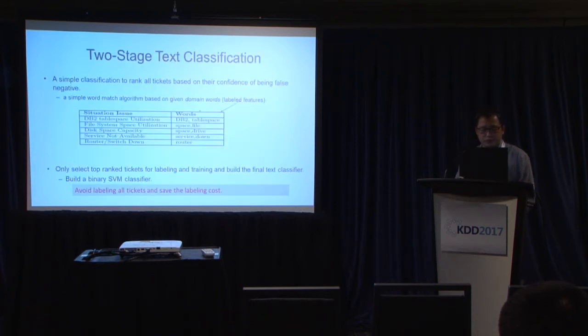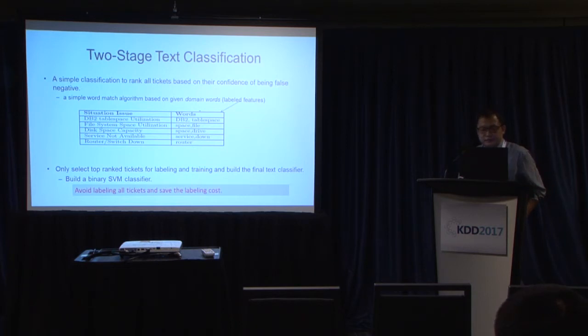So this is also a two-stage classification which combines active learning from the words and the classification on the tickets. Given each situation, we identify words that are associated with the situation, then ask people to label which tickets are possibly related to the problem. Then we use this to label the tickets.